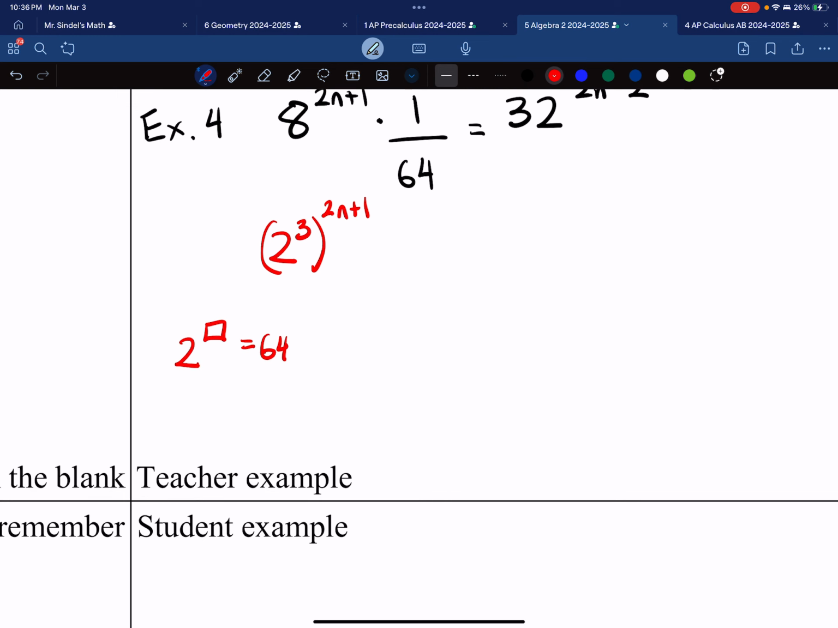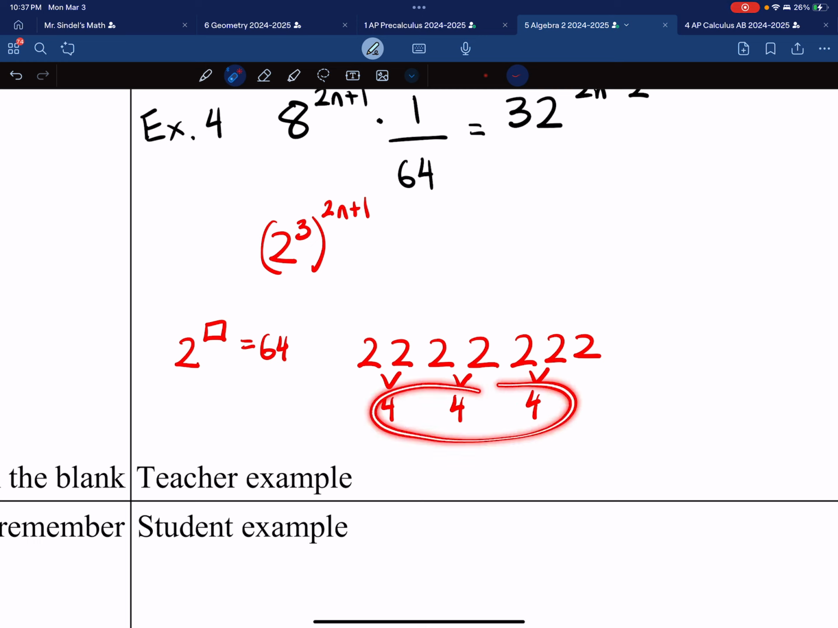We'll just do copies of 2 until you get there. So I'm just going to do way too many, and then we'll erase whatever we don't need. 2 times 2 is 4, 2 times 2 is 4, 2 times 2 is 4, and I happen to remember that 4 to the power of 3 is 64. 4 times 4 is 16, and 16 times 4 is 64.